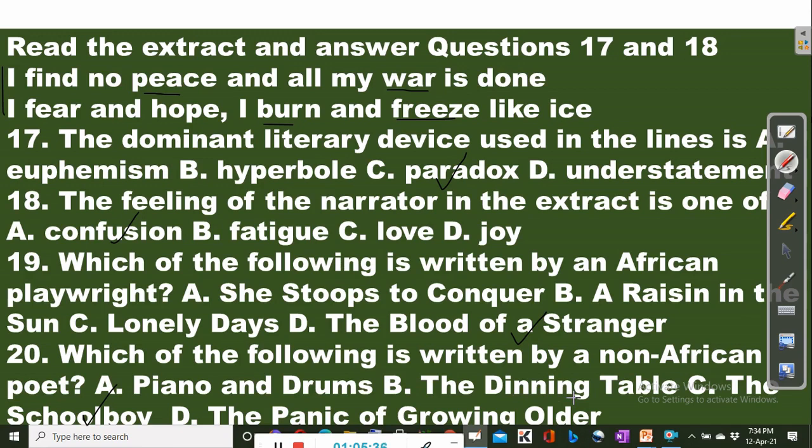is somehow paradoxical, if you like, because when you look at the title Dining Table, you begin to think that it is a table where you will be served with good and delicious meals to eat. But on the contrary, it is talking about a war situation. All right? Then The Schoolboy is a poem written by a non-African poet, actually. A non-African poet, and it's a very wonderful one, written by William Blake, The Schoolboy. So that actually is the answer. The Panic of Growing Older is an African poem, all right?